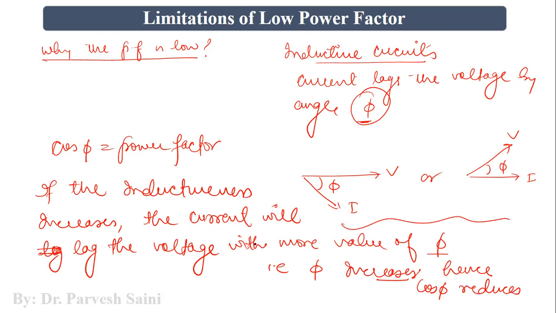So one thing is clear: the primary, major reason for the low power factor is the inductiveness in the circuit. It is because of the inductor, or inductance, present in the circuit that the current lags the voltage. So it is the inductance that is responsible for the low power factor.